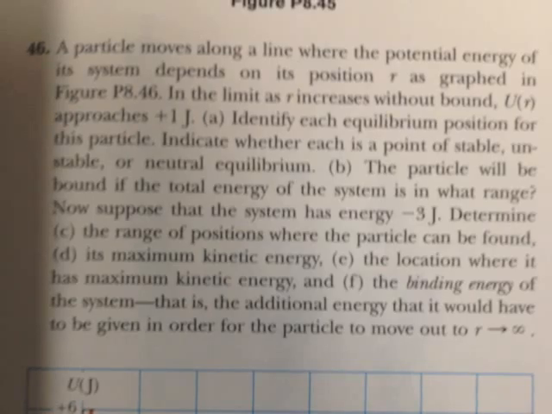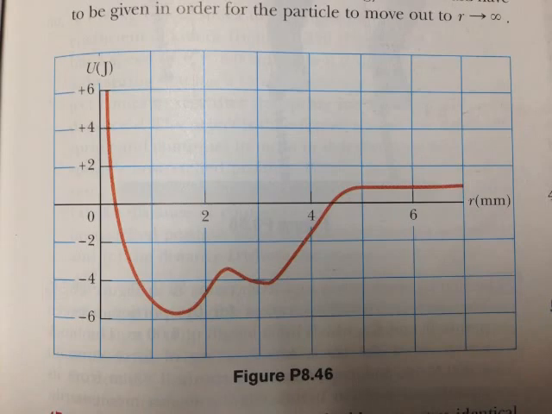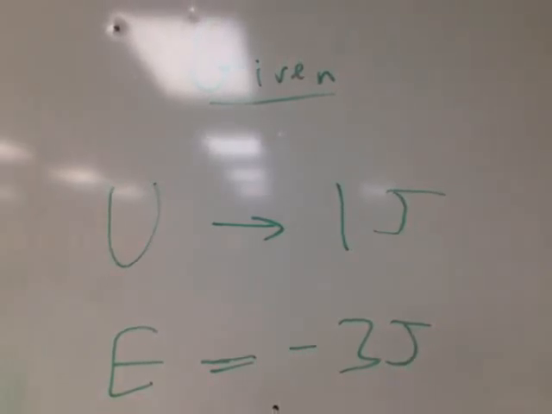Now, for this question, we are given a graph that's going to be displayed here. We are going to be using this graph a lot. Instead of putting the individual clip in there a lot, just refer back to it whenever you have issues. Our givens are potential energy of 1 joule and energy of -3 joules.